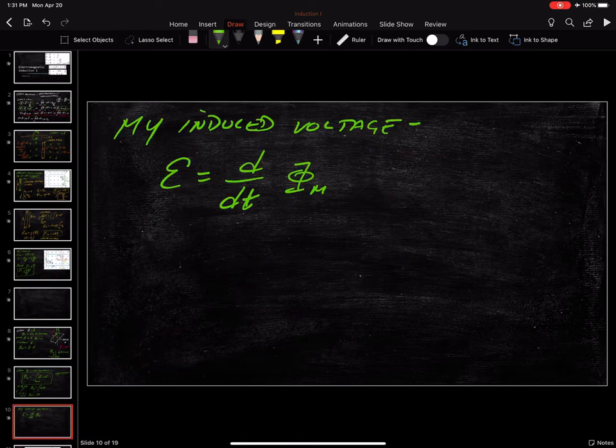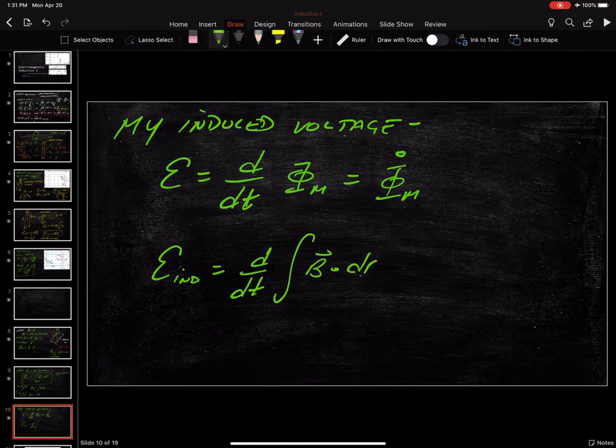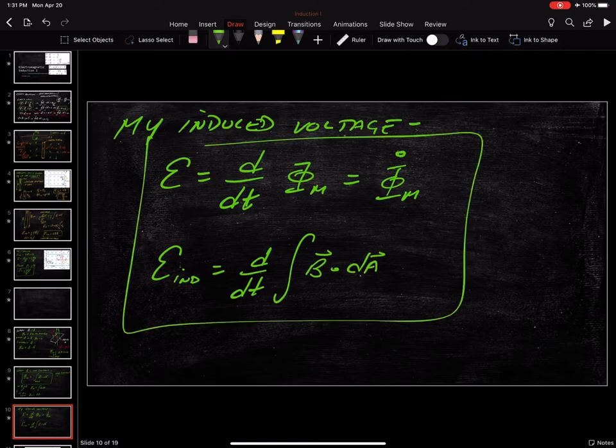So I can write my induced voltage this way. It's the time derivative of this magnetic flux. If you like, it's phi m dot. As always, dots mean derivative with respect to time. Or you can write that E induced is d dt of integral B dot dA. All of this is fine. It all means exactly the same thing.